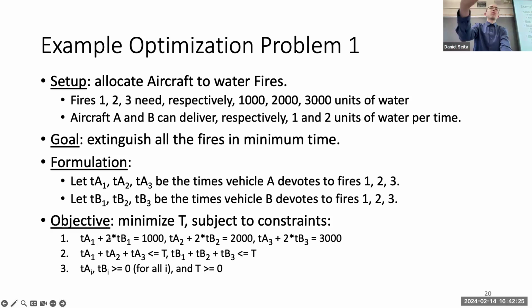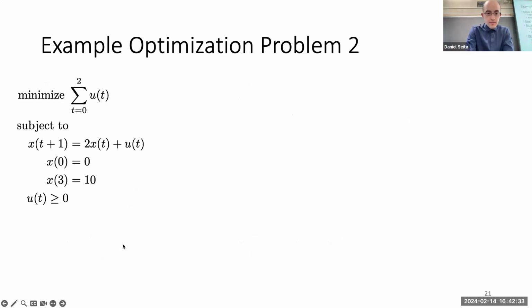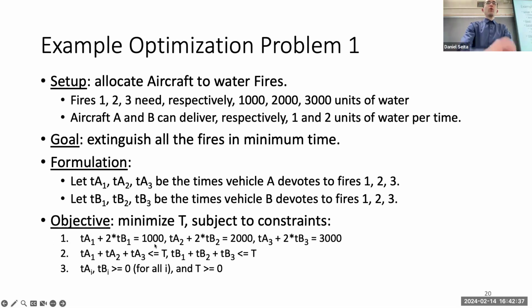The other constraint that I would add is that the time you have for A1 plus 2 times the time you have for B1 must be equal to 1000. If you want to extinguish fire 1, which needs 1000 units of water, then with unit time, if the time is 1, you get 2 units of water from aircraft B and 1 unit from aircraft A, and you need this value to be 1000. Then something similar will happen with fire 2 and fire 3, which have different target numbers of units of water you need to extinguish the fire.